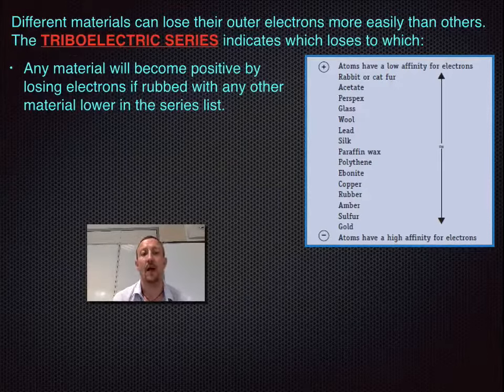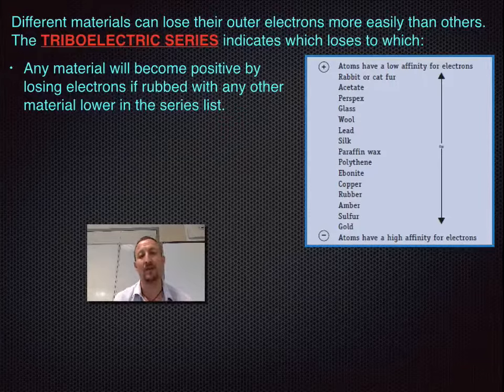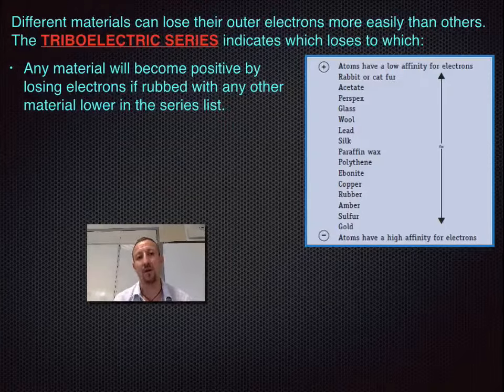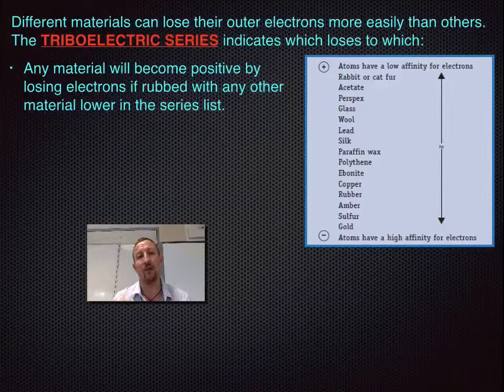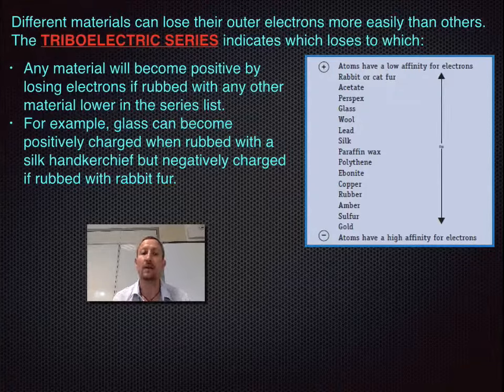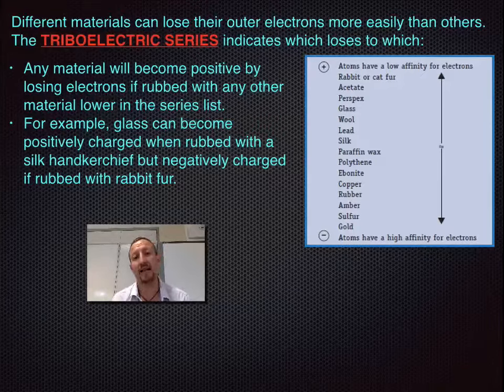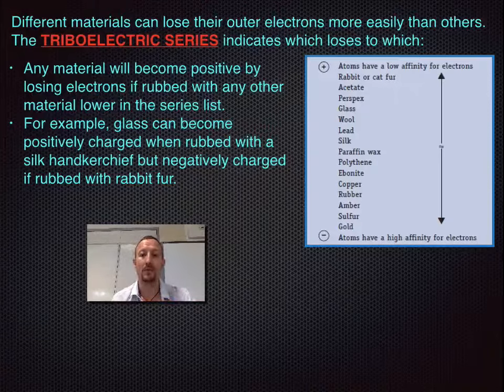If a material is rubbed by something which is lower in the series, it will become positive because the object lower in the series will rub off the electrons onto it because it's got a high affinity. The material higher will lose electrons because it's got a low affinity, and as a result, the material lower will become negatively charged and the material higher will become positively charged. For example, glass can become positive when rubbed with a silk handkerchief, but negatively charged if rubbed with rabbit fur. And you can see this is all down to the position of the materials relative to each other.